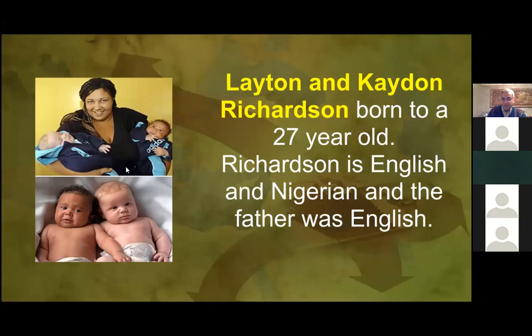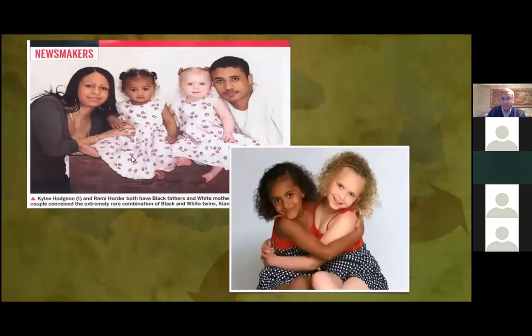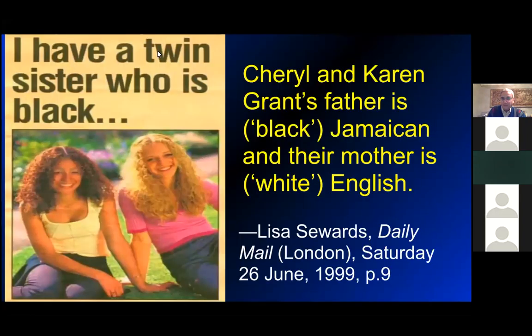You find the mother is middle color like this, and she has twins, and they are white, lighter color and darker color, and the same mother. This family here, middle color, but we have the two twins, one is lighter color and one is darker color. These are people, real people in the newspaper. I have a twin sister who is black, right? These are real people, and this was in the Mail in London, newspaper in the 26th of June, 1999.